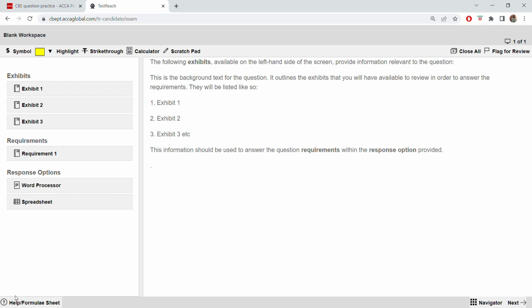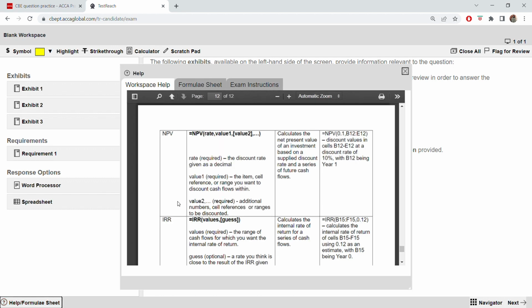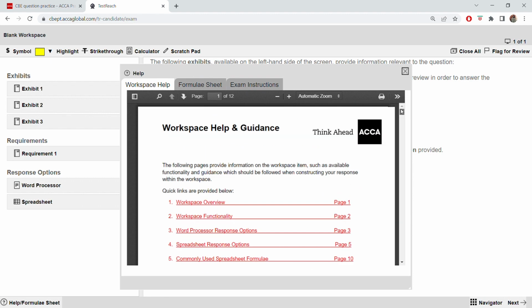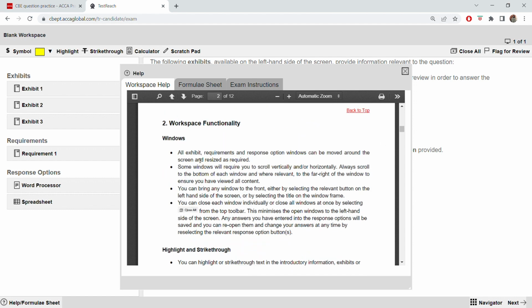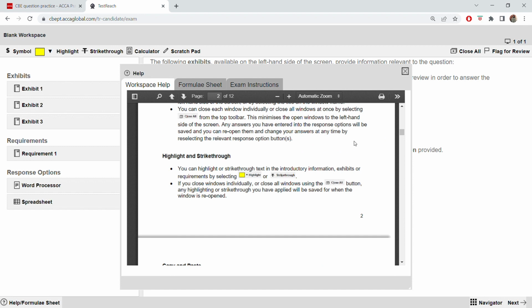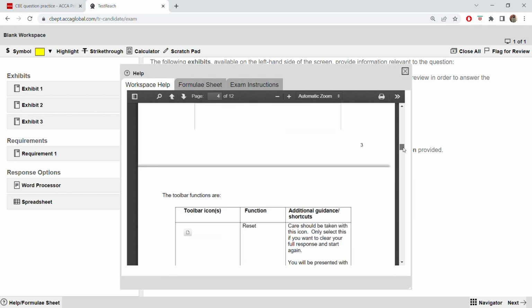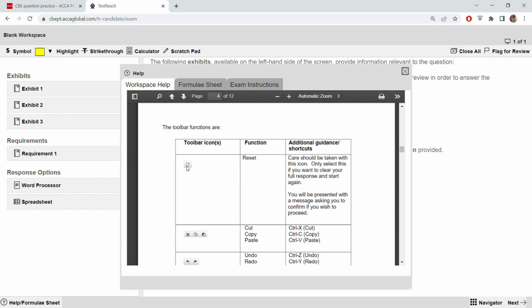So here we have the help and formula sheet like this, which gives you, there are three things, workspace help. Make sure that you read all these instructions. I'm not going to do it. Here they tell you how the windows are, they tell you how to highlight and strike through. I've explained all those things to you, how to copy paste, right? All the functions are there.